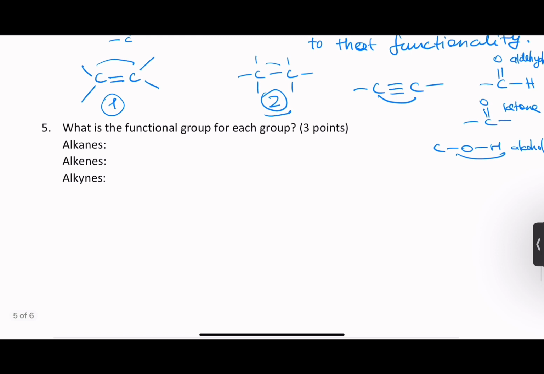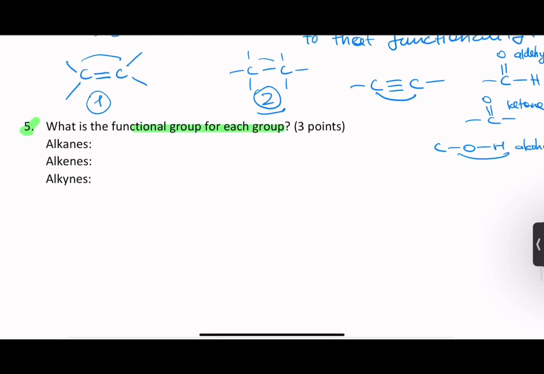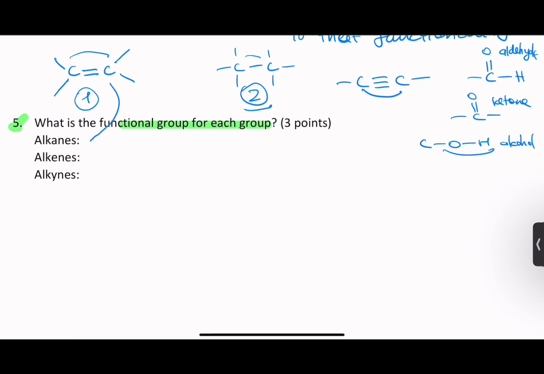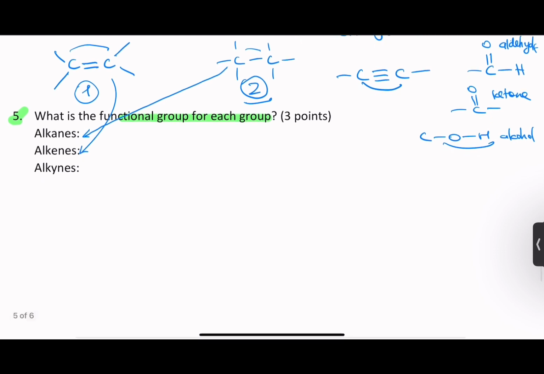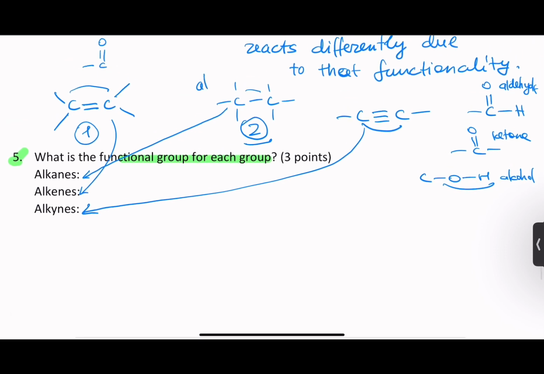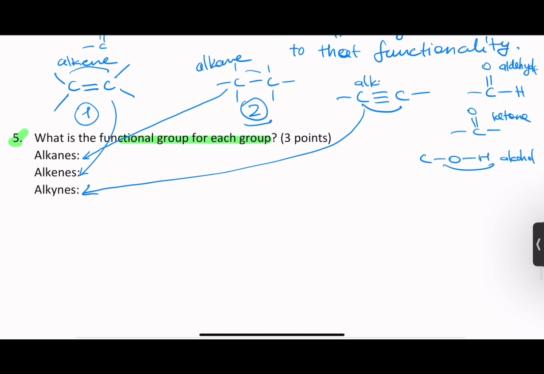Okay, now it's asking us what is the functional group for each group. So I already answered this one, so this goes to alkenes. Alkynes is this one. Okay, and then I meant to say this is alkane, this is alkene, and this is alkyne.